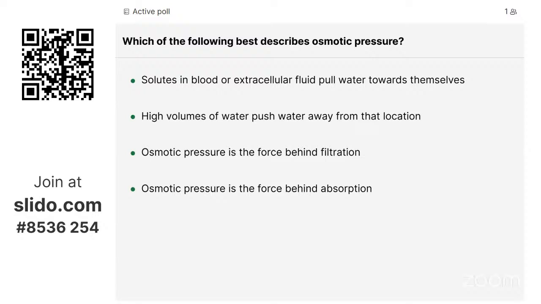Okay, so let's see. We've got a couple of people who can tell us what an osmotic pressure is. We did talk about osmosis briefly in A&P 1, so this is part of where it comes back.